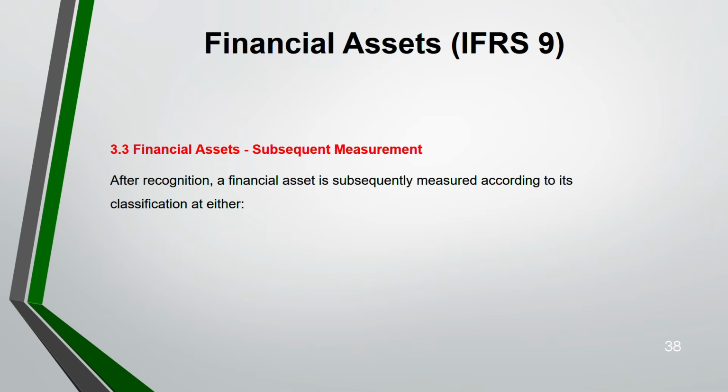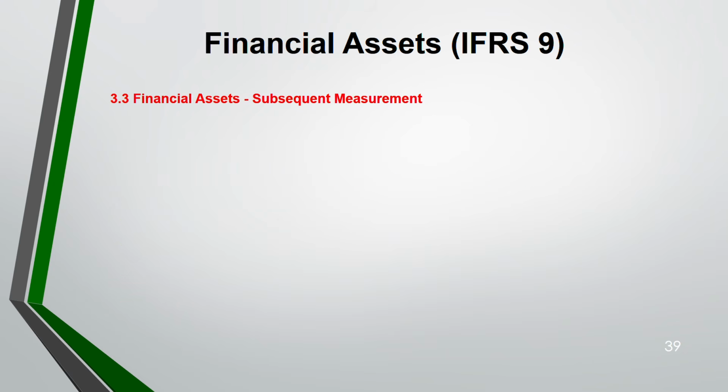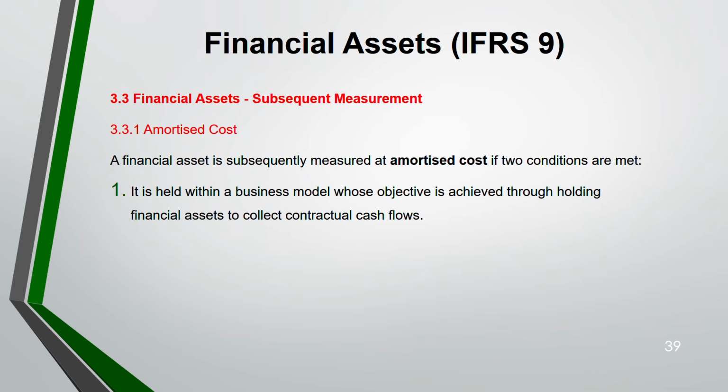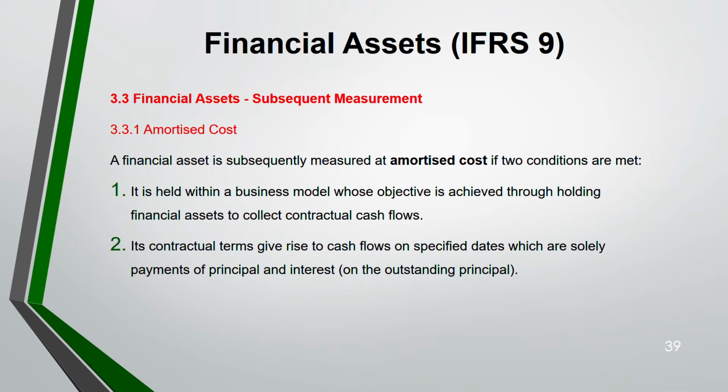After initial measurement, the financial asset is measured subsequently based on the classification at either amortized cost, OCI or P&L. Now, let's start with amortized cost. A financial asset is subsequently measured at amortized cost if two conditions are met. First, your business model is holding the financial asset to collect the contractual cash flows. Then, on specified dates, you are going to receive a cash flow, and that cash flow is solely principal and interest amount.